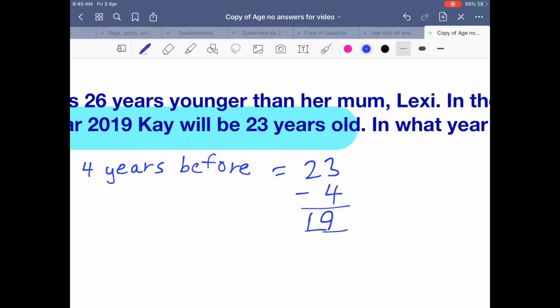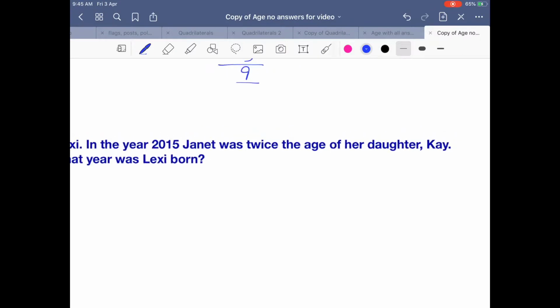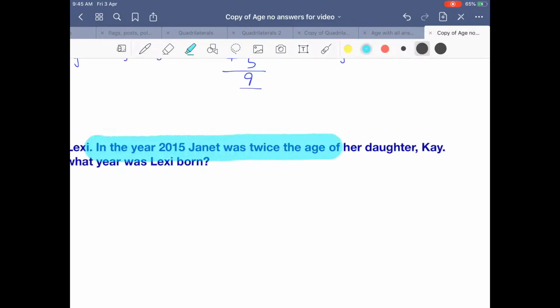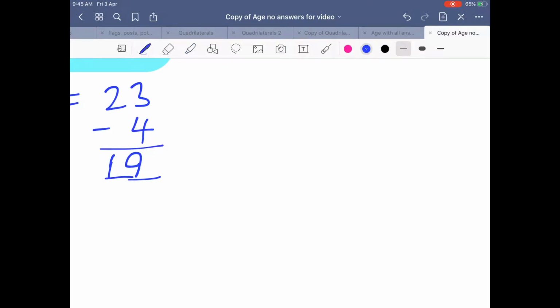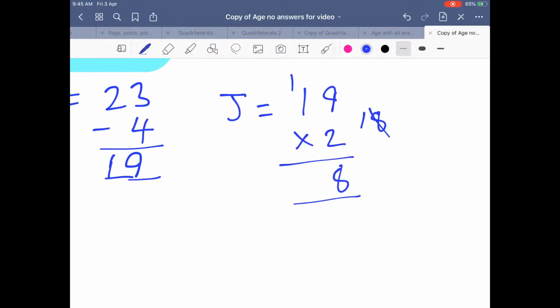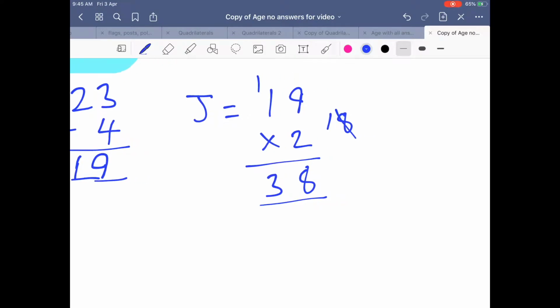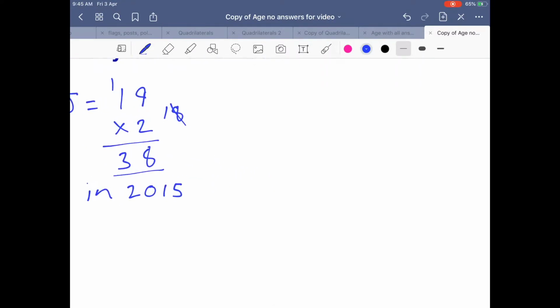So they are telling us in the year 2015, Janet, Kay's mom, was twice the age of Kay. So that's 19 multiplied by 2 will give us Janet's age. 2 9s are 18. 1 2 is 2 plus 1 is 3. So Janet is 38 years in 2015.